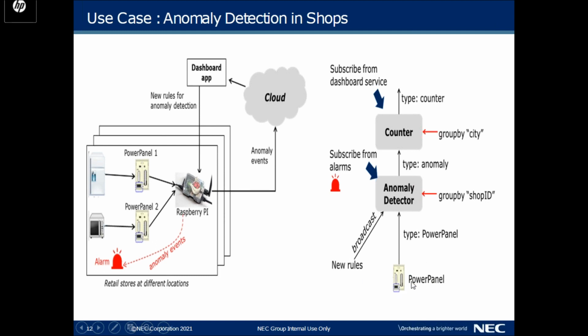So this power panel is the input provider, or device, from where we are getting that. Please note the type is power panel, and the type of payload is anomaly. When we create the operator, we need to provide the type there. So this will group by city, this will group by shop ID. From the end, we can know how many alarms are raised in a city, and from here we can know which shop has raised that alarm. So this is the use case.